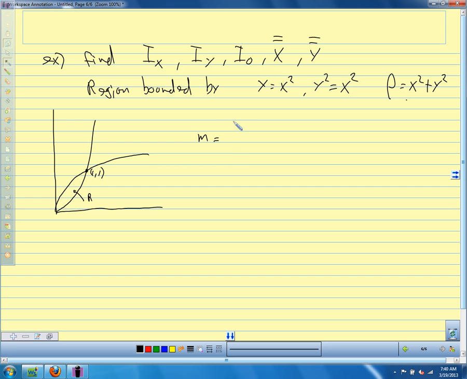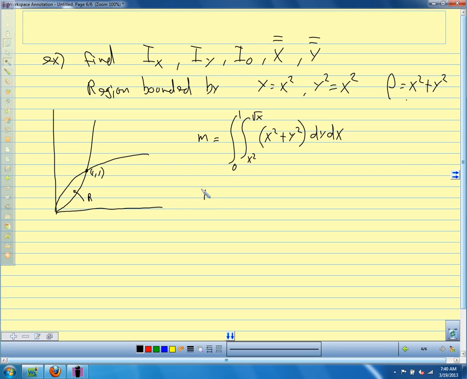How do we want to set up our integrals here? We know we have our density in there. So choose vertical rectangles. So y is going to vary from x squared to square root of x, and x is going to vary from 0 to 1. So that would be our integral that we would evaluate for the mass.